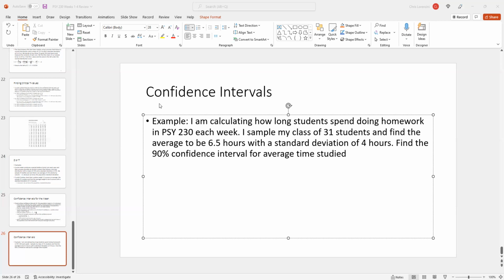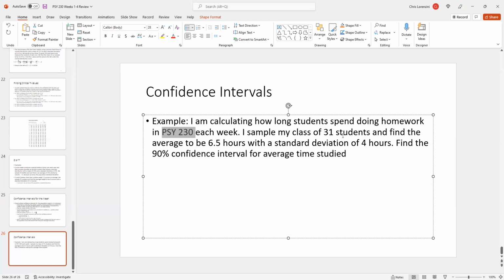This is definitely a slightly tricky problem here, right? Am I just looking at one class, or am I looking at how many hours students spend doing homework in PSY 230 each week? So this really comes down to understanding what that population of interest actually is. And I realize, as I'm taking a look at this, maybe the problem's not crystal clear on what that population of interest is, right? So if I take a look at this, I'm sampling my class.